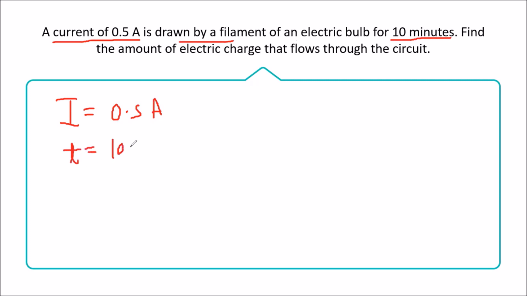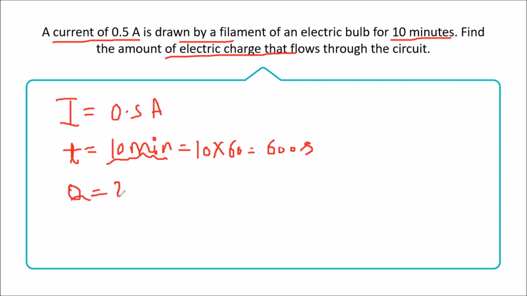Writing the given also helps us check whether all the data available is in the same unit. You can see here 10 minutes. I believe 10 minutes is not the SI unit, so we need to convert it into seconds, which is the SI unit. So it becomes 10 into 60, which is 600 seconds. After that, it says find the amount of electric charge. So you have to find Q.